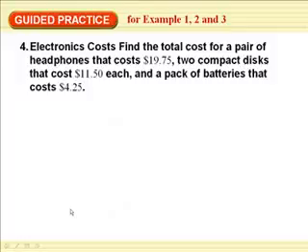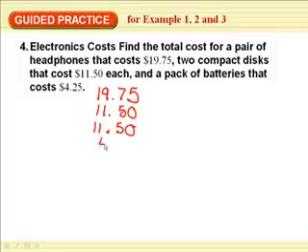Guided practice, electronics costs. Find the total cost for a pair of headphones that cost $19.75, 2 compact discs that cost $11.50 each, and a pack of batteries that cost $4.25. So the headphones is $19.75. 2 compact discs are $11.50 each. Got 2 of them. And $4.25.